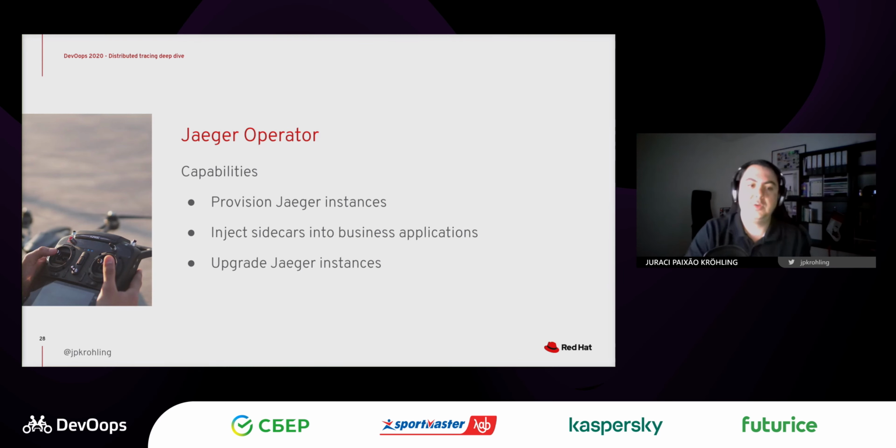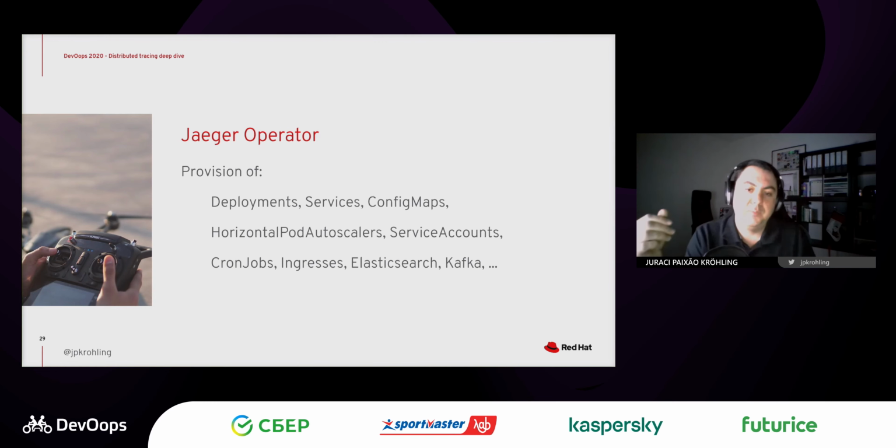Now, I've mentioned provisioning Jaeger instances, and perhaps it's not very clear what that actually means. When I'm provisioning a Jaeger instance, I'm provisioning deployments, services, config maps, horizontal pod autoscalers, service accounts, cron jobs, ingresses, Elasticsearches, Kafkas, and so on and so forth. Those are things that are typically involved when creating one Jaeger instance on Kubernetes. So that's why it's good to have an operator there to manage all this complexity for you.